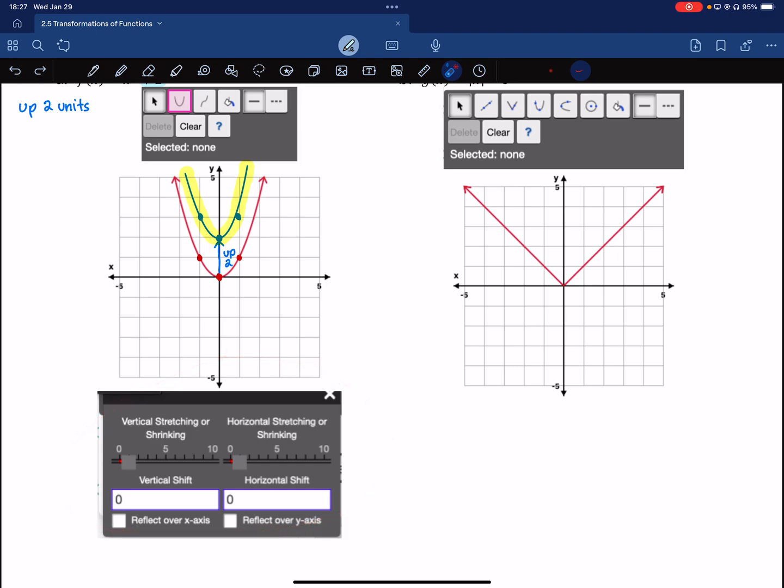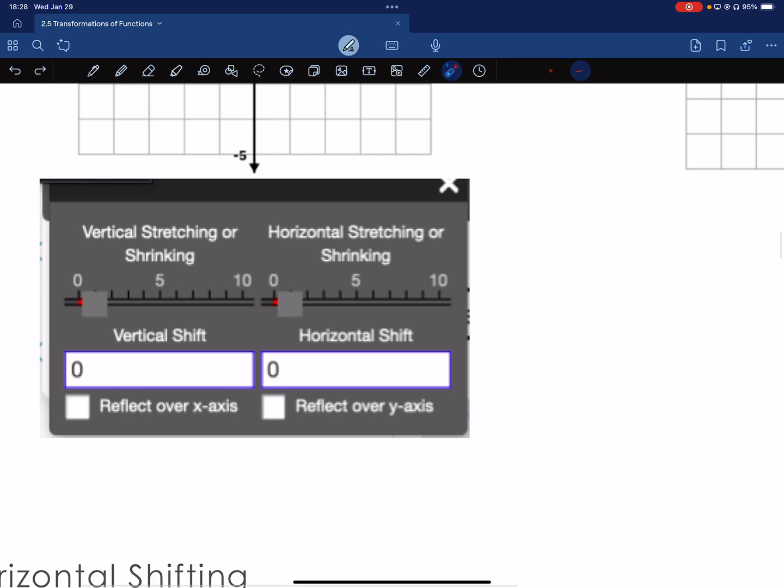Now, if this box pops up and you don't actually have to plot points and stuff, you will always start at the center, but then you will have this, and depending on what transformation, if it's a vertical shrink or stretch, you'll slide this to whatever number. If it's a horizontal stretch or shrink, you'll slide that. But this one, we want a vertical shift, so we're going to go right here. And in this box, you would erase this, and you would type in a +2, and it would shift it up 2 units.